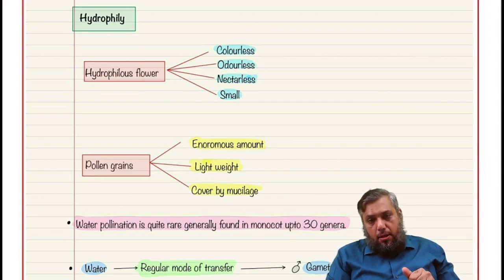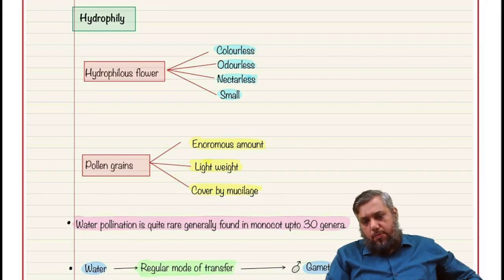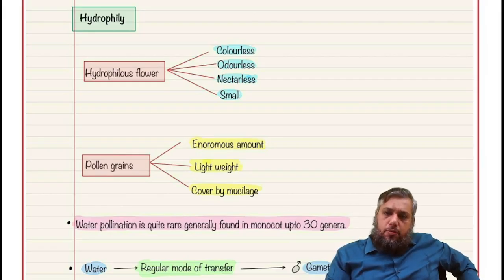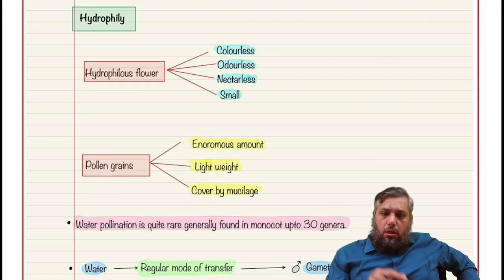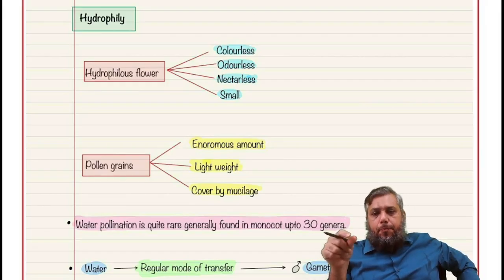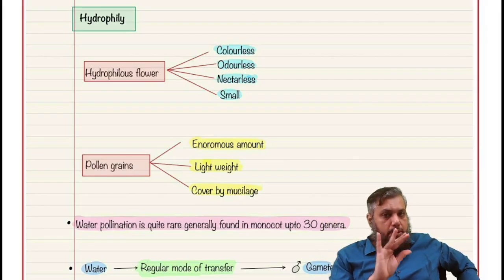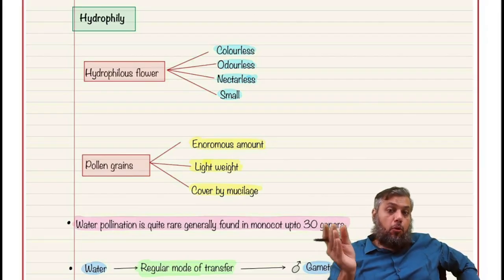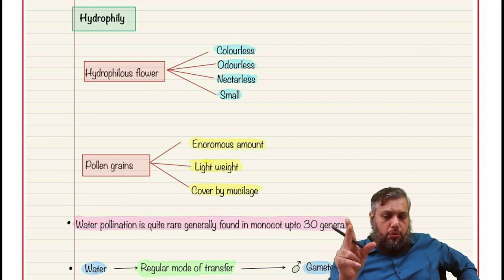Whereas algae and bryophytes depend upon water as a mode of transfer for gametes, angiosperms have reduced their dependency upon water for fertilization. So for pollination, angiosperms can use water. But for fertilization, no, not at all. For pollination also, it is not a commonly found phenomenon.